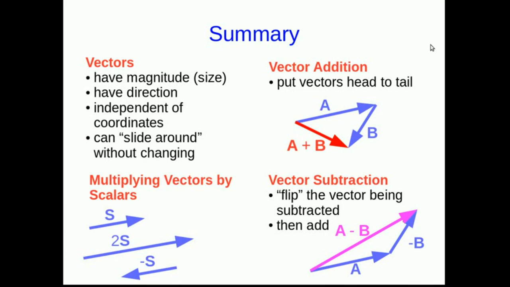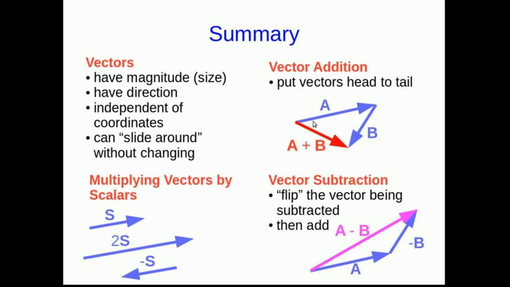We've seen a lot new in the last 2 lectures, so let's just take a moment to summarize. Vectors have a size, we call it magnitude, and they have a direction. And they're independent of how you define your coordinate axes. And since they're defined by their magnitude and direction, you can slide them around as long as you don't change their size or which way they point. You can slide them around and they remain the same vectors.